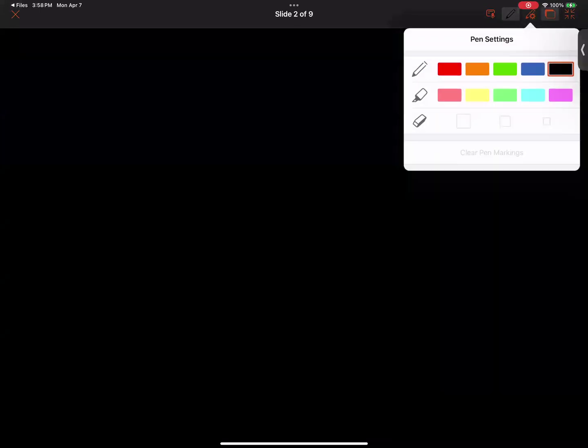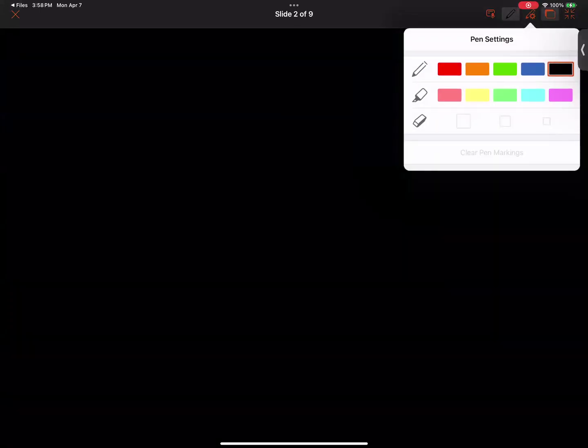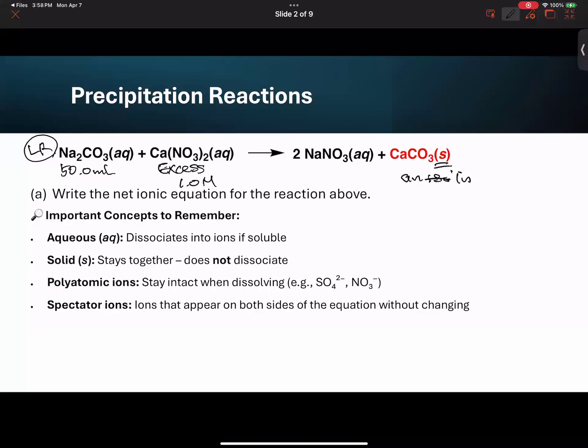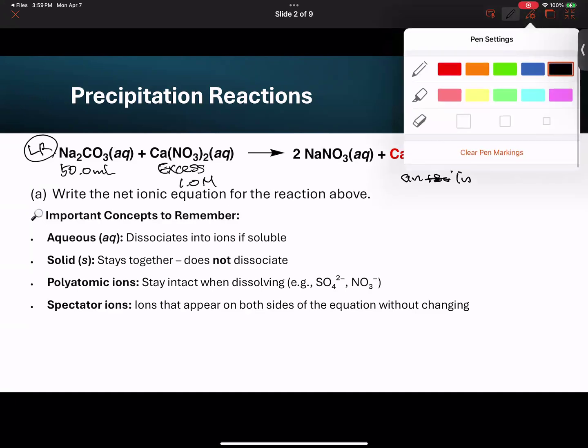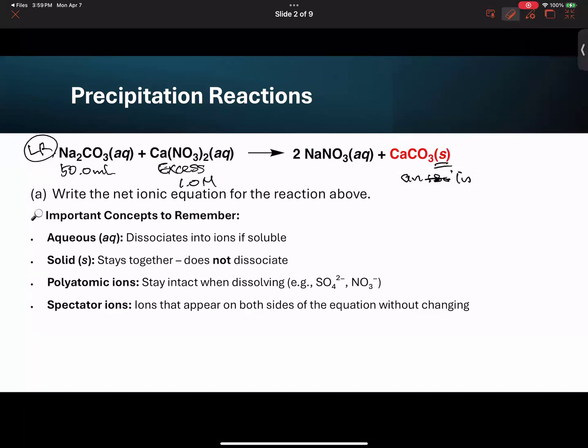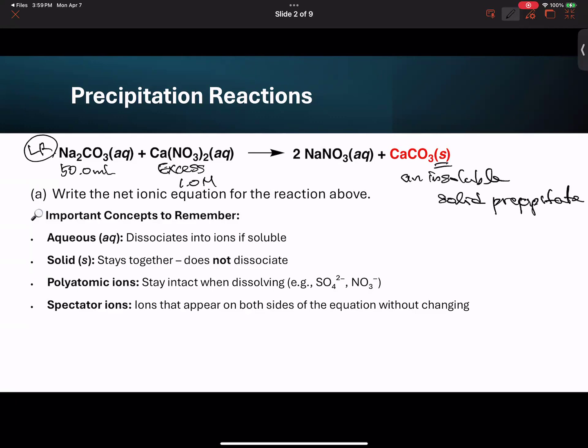Let me erase this one. This is an insoluble solid precipitate. So this type of reaction we call a precipitation reaction, and it is asking us to write the net ionic equation for the reaction above.